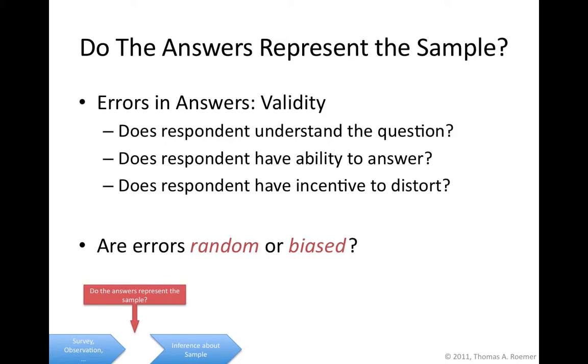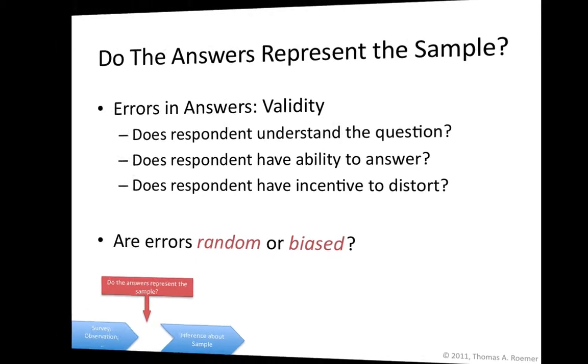In this context, it's important to distinguish between random and biased errors. Random errors typically would cancel each other out. Some people would over-report, some people would under-report. Biased answers, however, mean that most people have an incentive to either under-report or over-report, which leads to a distorted view. So let's look at some examples.